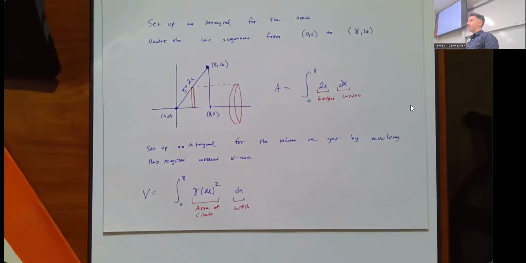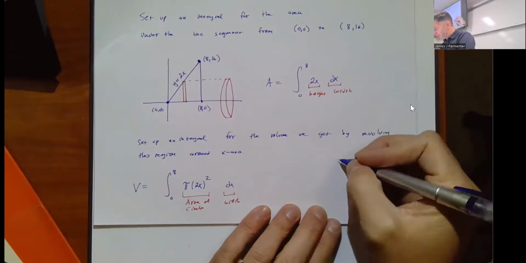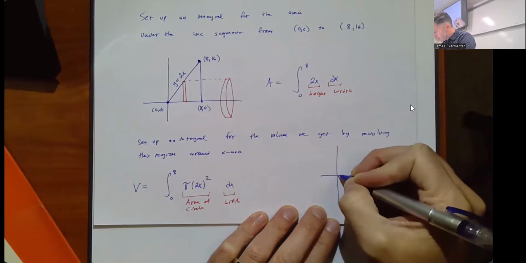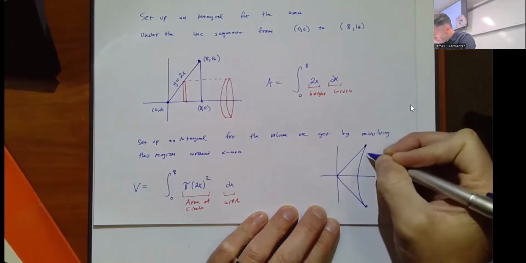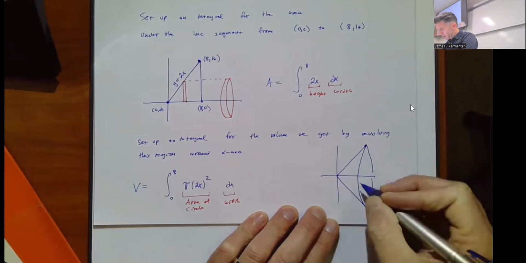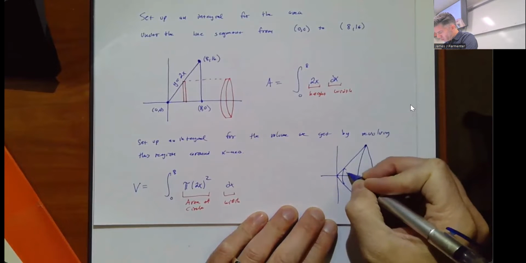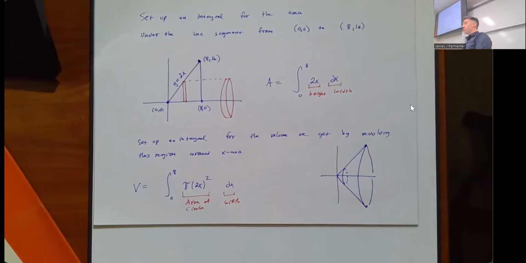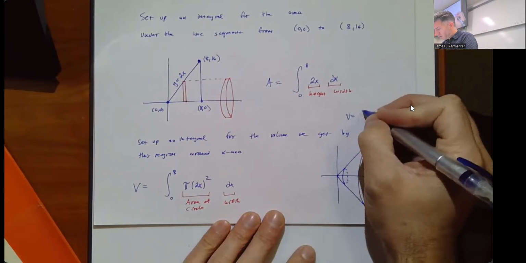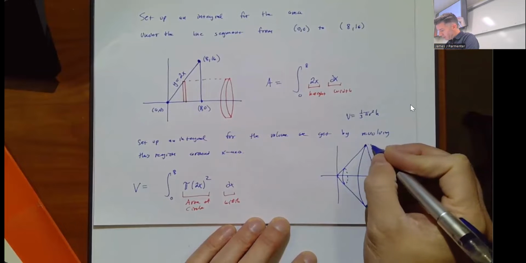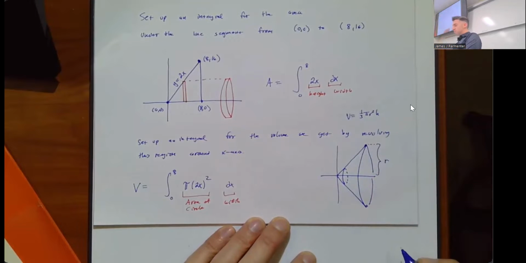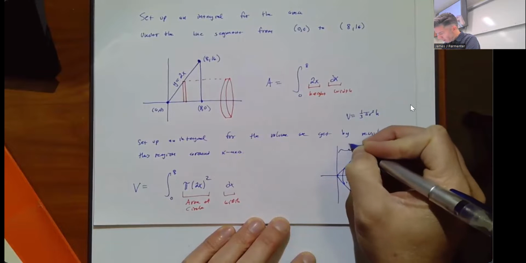Now, here's what's interesting about this. If you rotate the whole shape around, I guess I can draw it over here. What kind of shape do we get? Yeah, it's a cone. And there is a formula for the volume of a cone. You may or may not know it. The formula for the volume of a cone is 1/3 pi r squared h, where in this case, this would be the quote unquote radius, and this would be the quote unquote height.